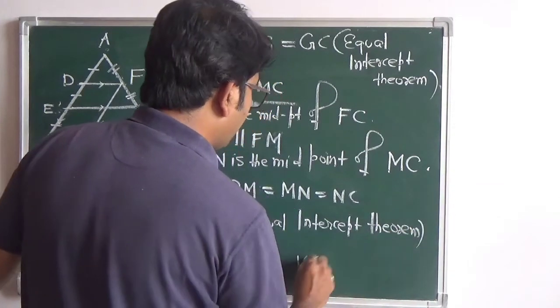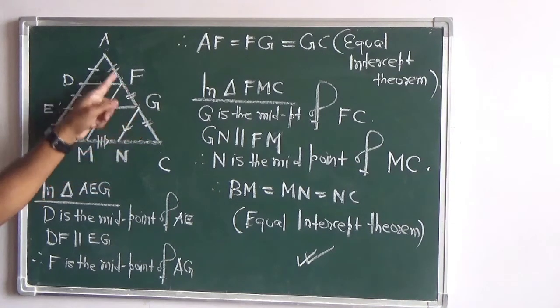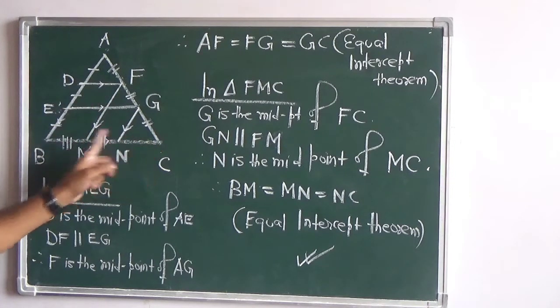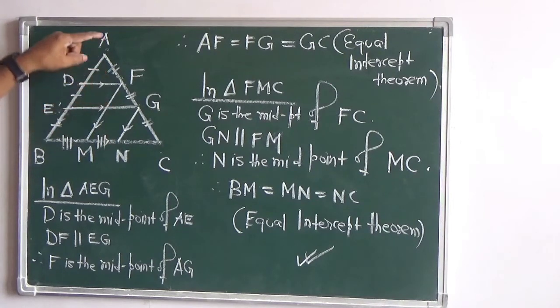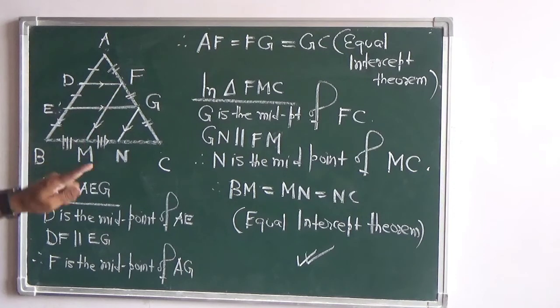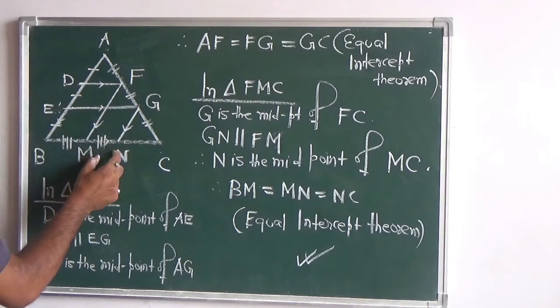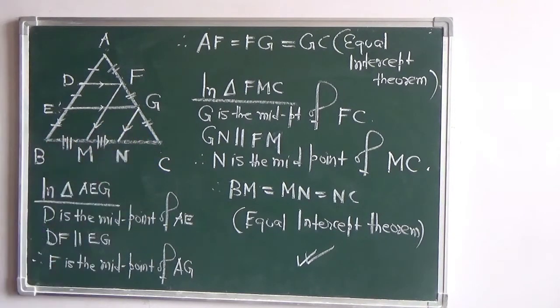So this proves our condition that BM equals MN equals NC. In this triangle, G is the midpoint of FC and GN is parallel to FM, so N is the midpoint of MC. Since AF equals FG, which is the transversal for the three parallel lines GN, FM and AB, similarly BM will be equal to MN by the equal intercept theorem. And since N is the midpoint, MN equals NC. Therefore BM equals MN equals NC, and we have the condition proved here.